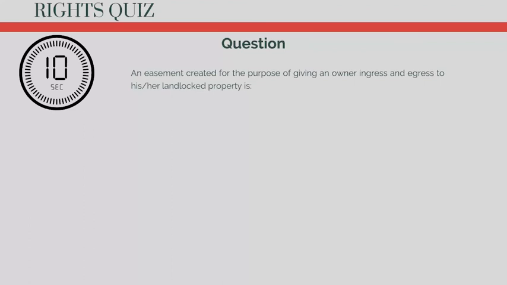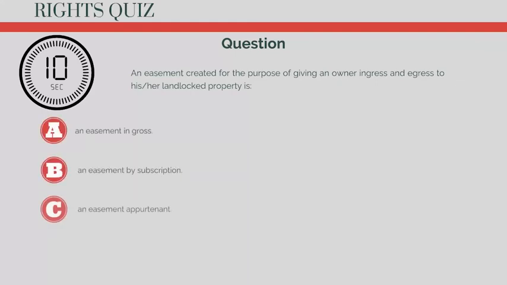An easement created for the purpose of giving an owner ingress and egress to his or her landlocked property is: an easement in gross, an easement by subscription, an easement appurtenant, or D. An easement abandonment. C. An easement appurtenant.